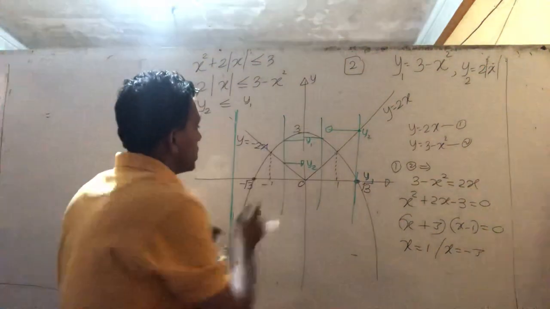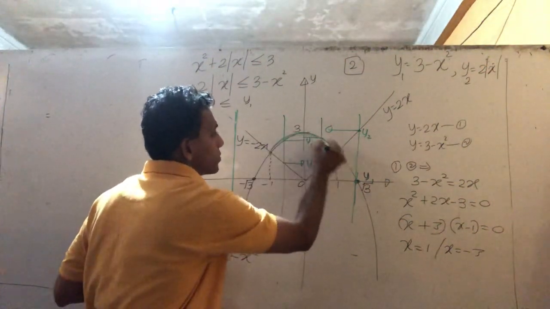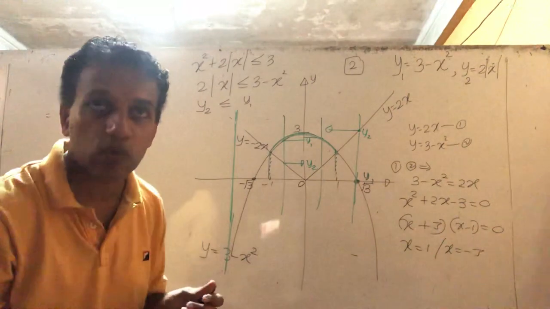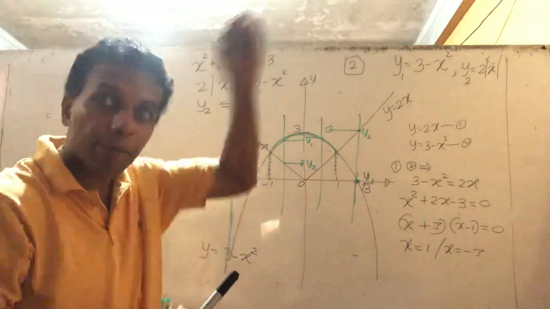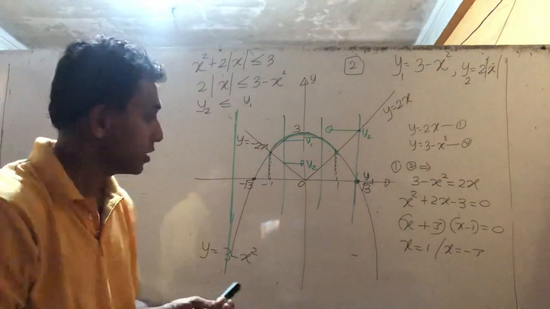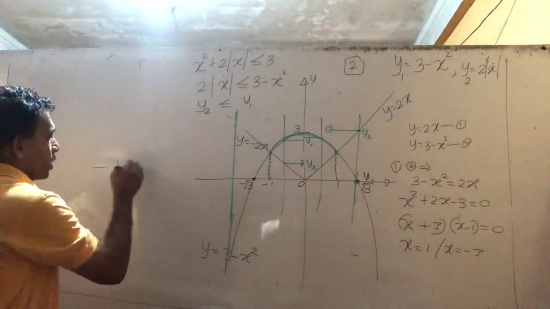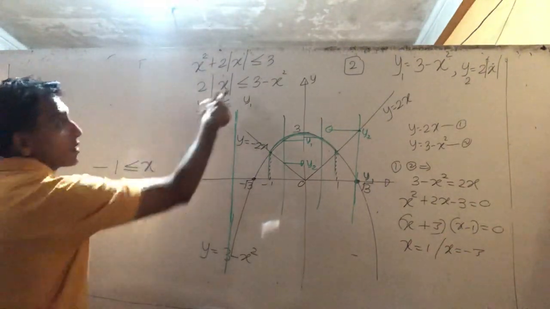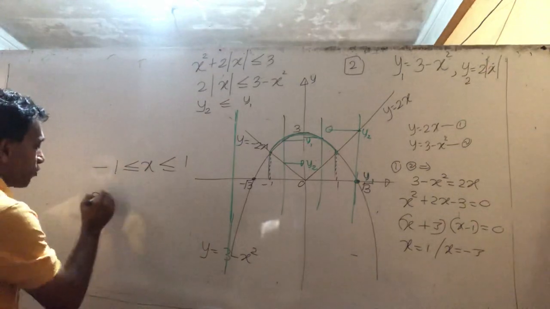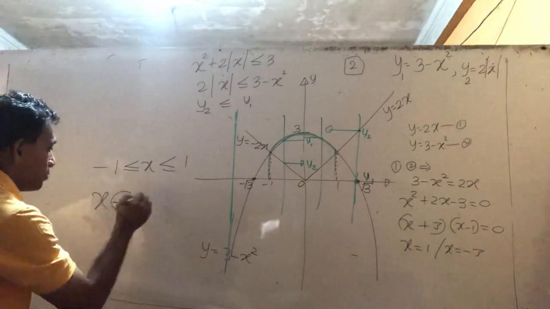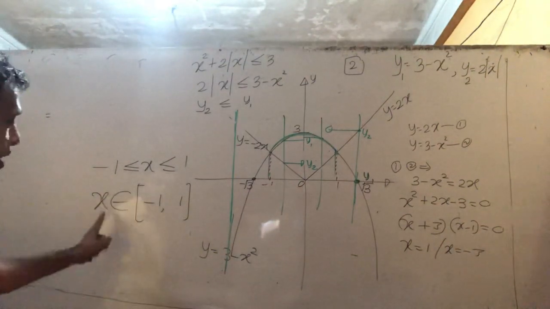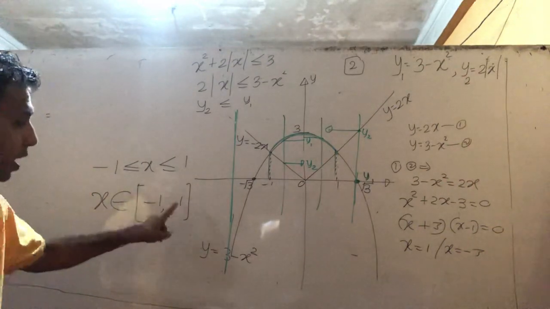Therefore this part, is it this part? This is the range. Therefore the answer is between -1 and +1. Between -1 and +1, the parabolic graph is above the linear graph, the straight line graph. Therefore the answer for x is -1 less than or equal to x, and mark the equal also, less than or equal to 1. Another way of writing the solution: x is an element of [-1, 1], in square brackets. It's the pure maths notation. x is an element of lower boundary -1, upper boundary +1.